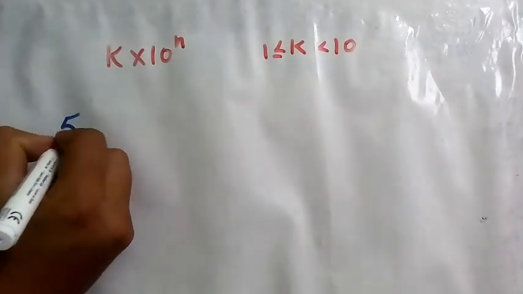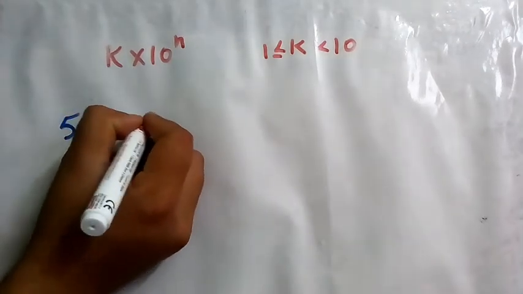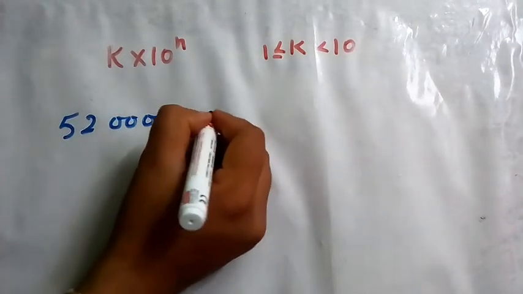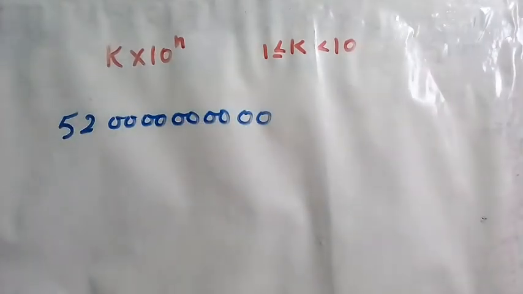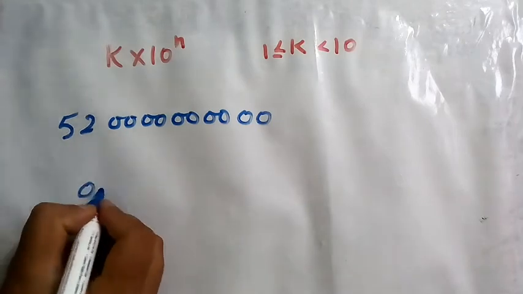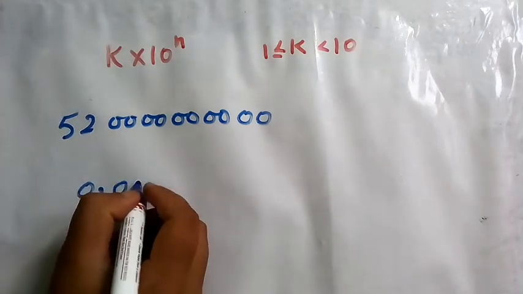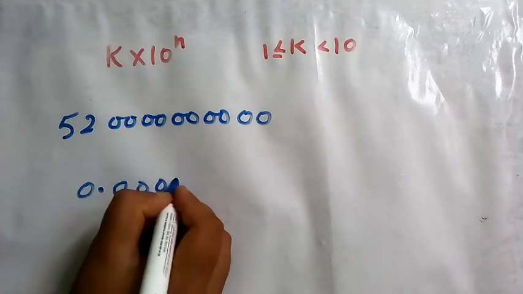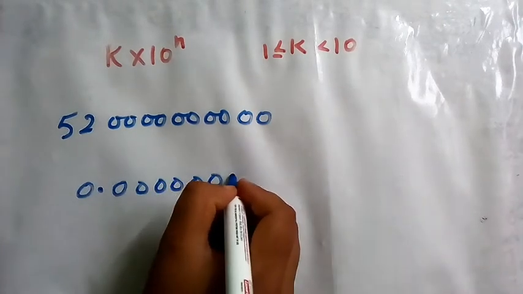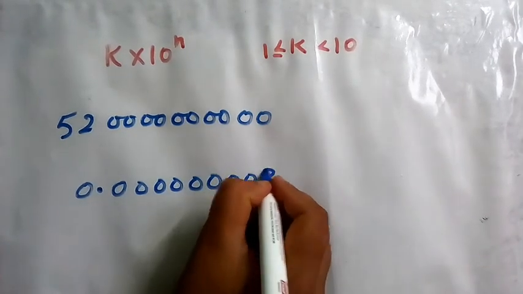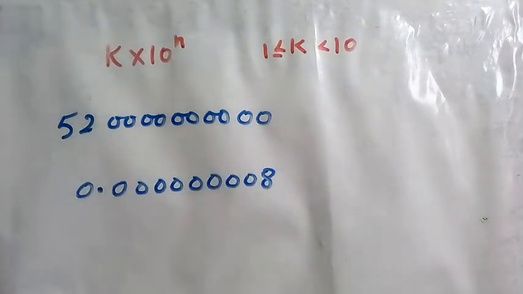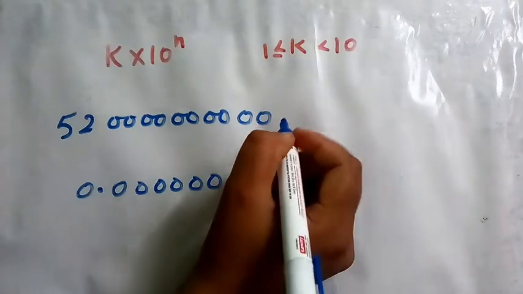Suppose we have a very large number, that is 52 and after that 10 zeros. It is a little difficult to read. And similarly, we have a very small number, that is 0.00, 00, 00, 00 and 8. Means there are 8 zeros and then 8. How can we represent them in k into 10 raised to power n?